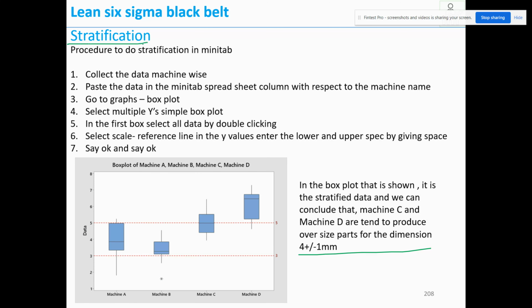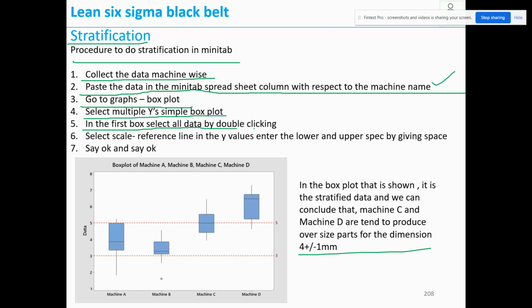Now the procedure to do stratification: collect the data machine-wise, then paste the data in the Minitab spreadsheet column with respect to the machine name. Go to Graph, Box Plot, select Multiple Y's Simple box plot. In the first box, select all data by double clicking. Select Scale, Reference Lines, in the Y values enter the lower and upper specification by giving a space, and say OK.